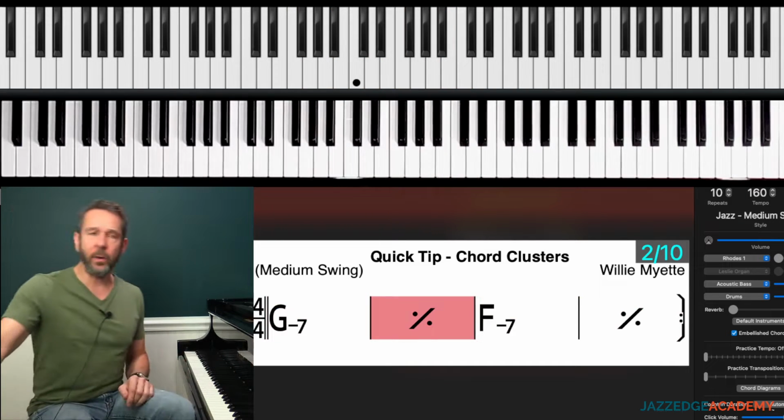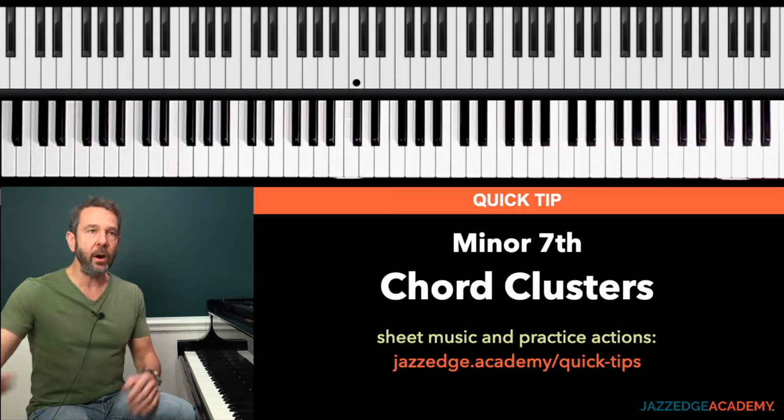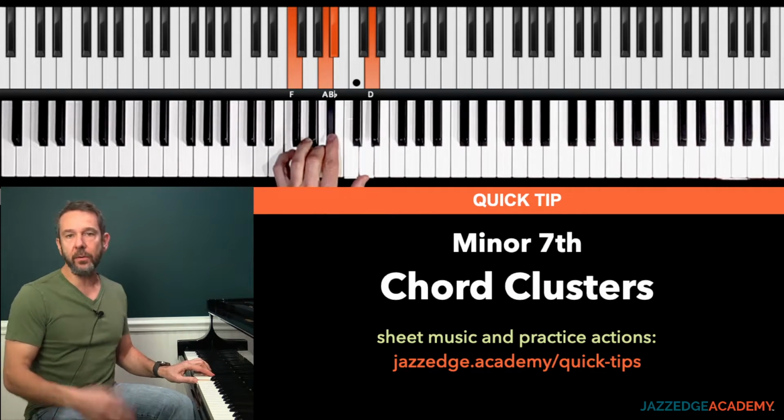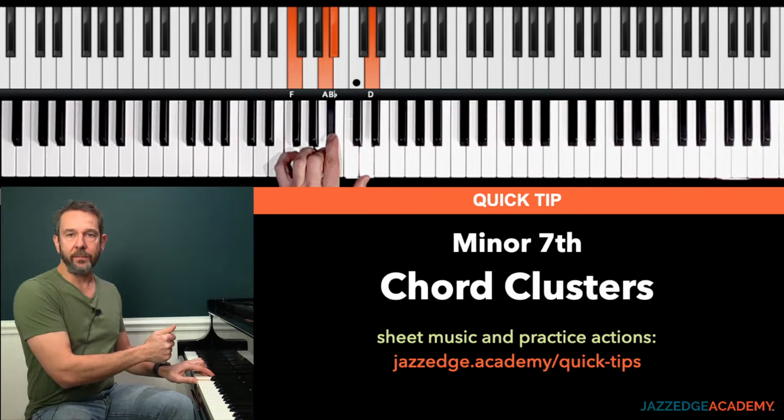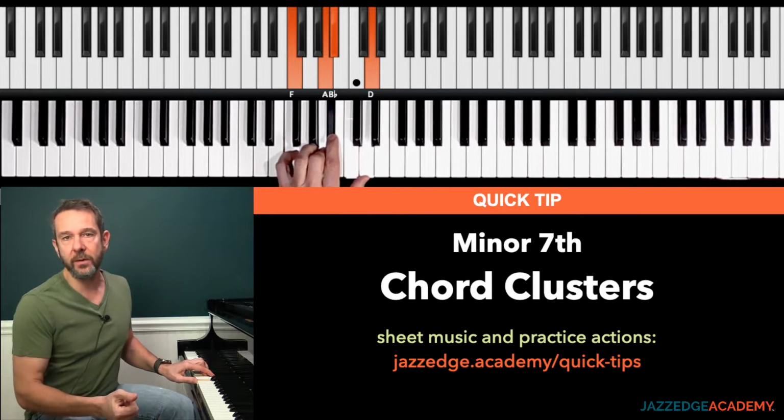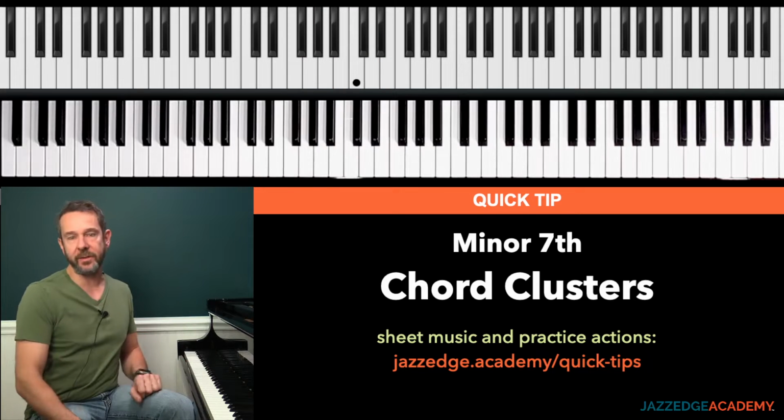So now, where are these clusters coming from? Well, we already know that our typical minor seventh chord voicing would be this. That's a G minor 7 chord, right? And this is what we call our rootless chord voicing, or some people call them Bill Evans chord voicings.